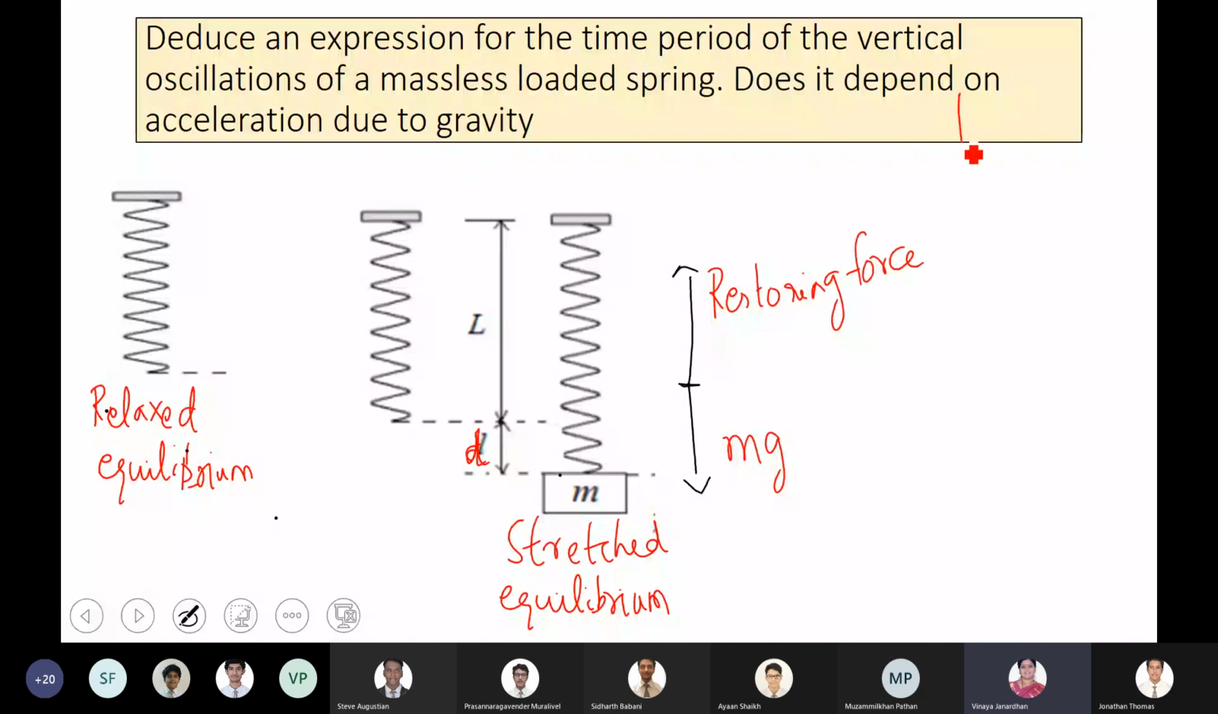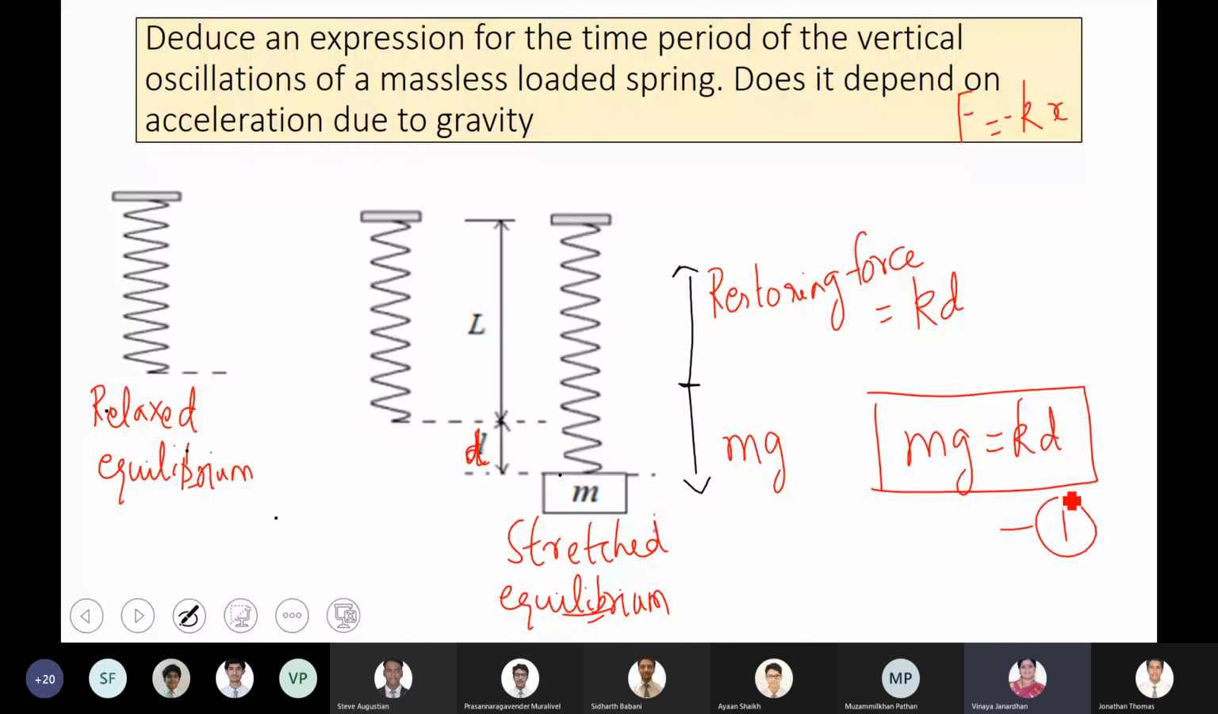The general formula for the restoring force is F equals K into X displacement. Since we are taking only the magnitude of the restoring force, here it will be K, the spring constant, into the extension D. Is that clear, boys? Since the spring is in equilibrium, both these forces should be equal in magnitude but opposite in direction. So M into G becomes equal to K into D. Note this down, boys. Mark this as equation 1.